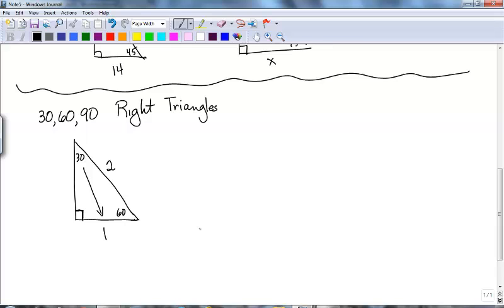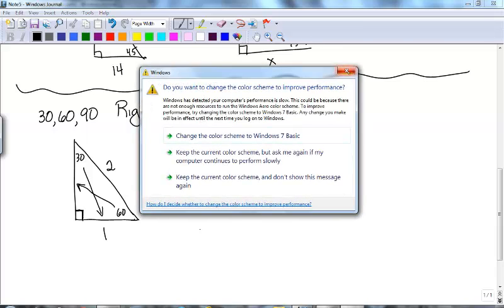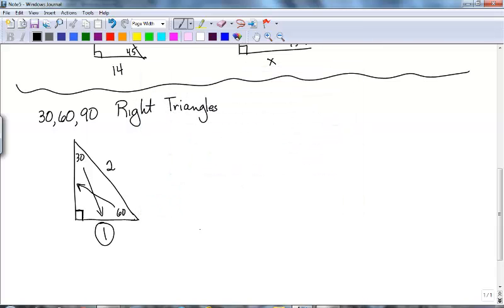Okay, the longer leg. The longer leg is the one opposite the bigger angle. The longer leg is radical 3 times this shorter leg. And if you check it, 1 squared plus radical 3 squared, it should check by the Pythagorean theorem. 1 plus 3 equals 4. Yeah, that checks. You should always check your right triangles with the Pythagorean theorem.